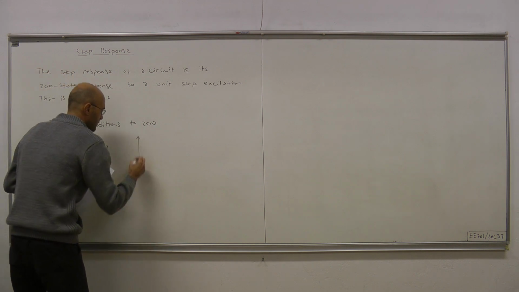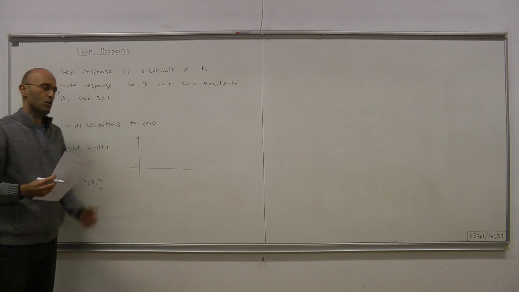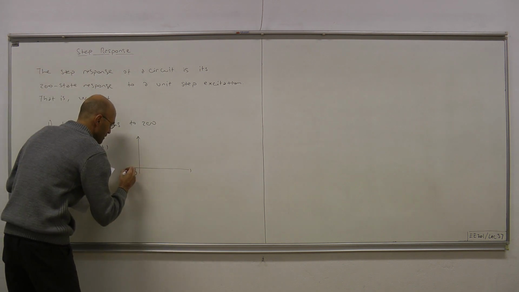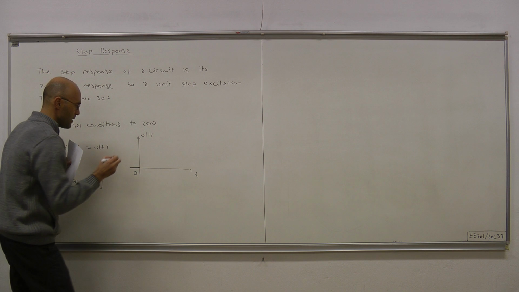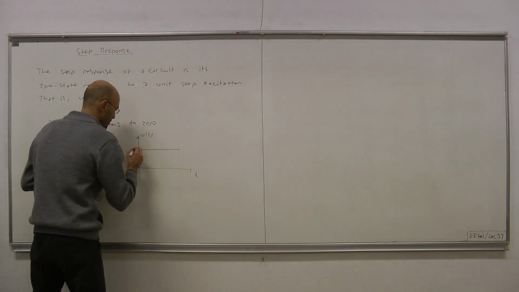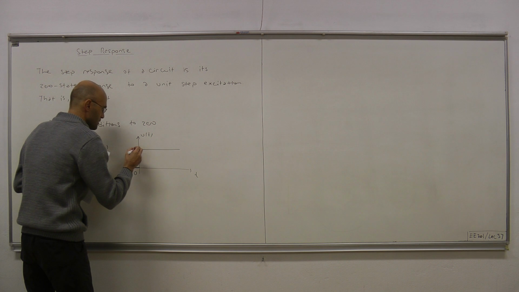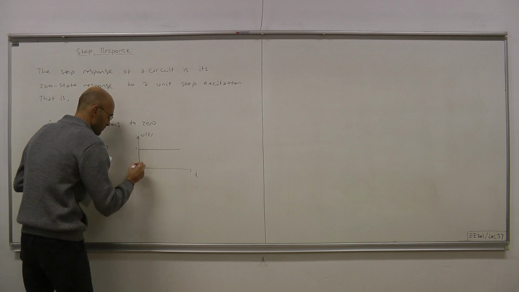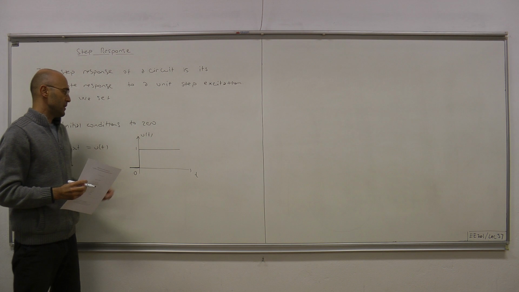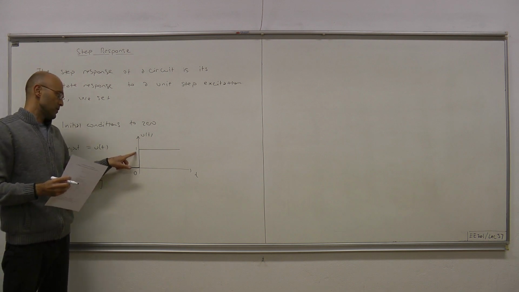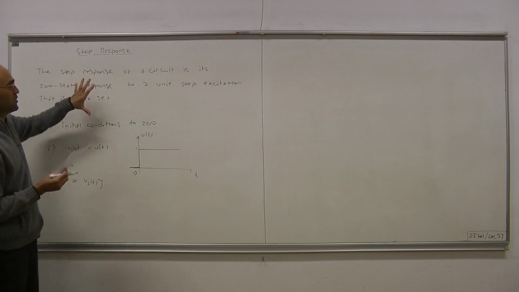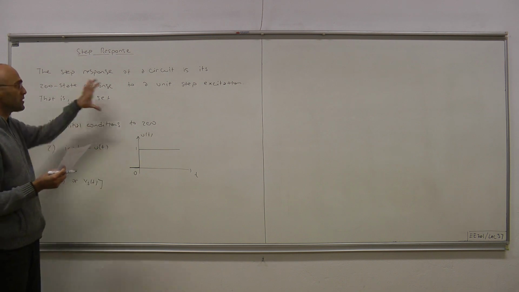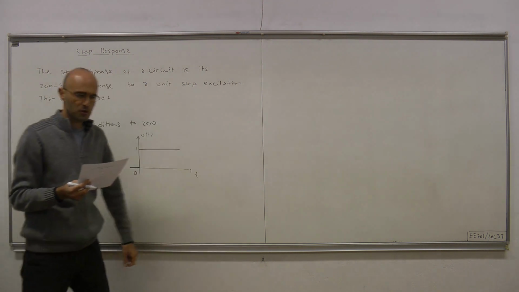And remember what unit step was. Unit step is a function that's zero for all negative times and 1 for all positive times. Okay, so it's clear why we call it step, and it's clear why we call it unit step, because it jumps to unity, 1. Okay, now this is the definition of a step response. Now we're going to take this definition and apply it to a first order circuit.